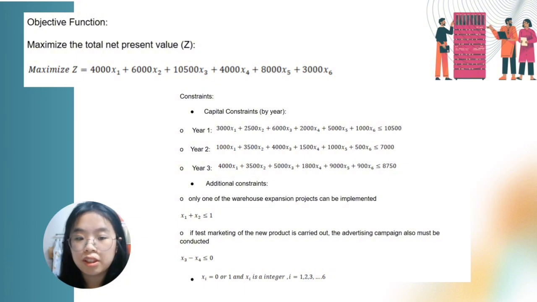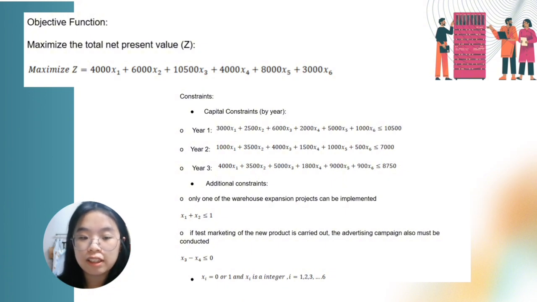This report is using an integer programming model to help Spencer Enterprise find the best combination of projects to maximize total net present value. For this situation, we will use Microsoft Excel to solve this problem. But before we use Microsoft Excel, there are three things that we should do.